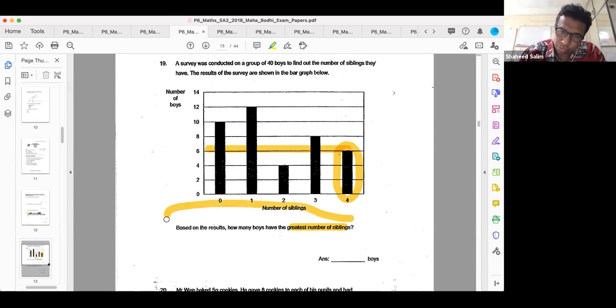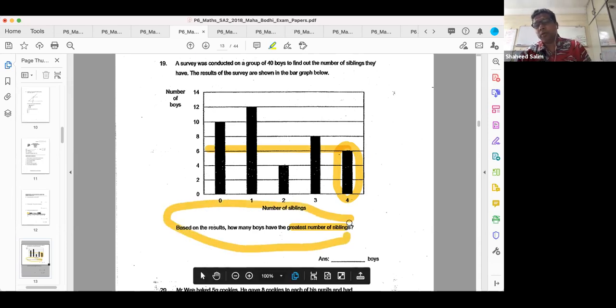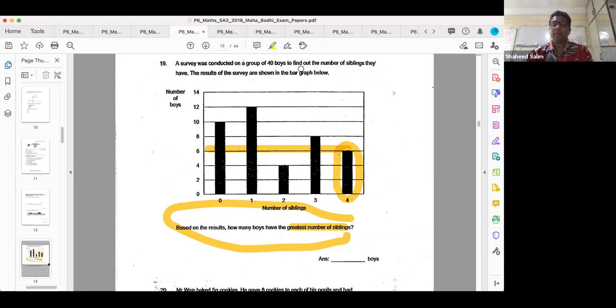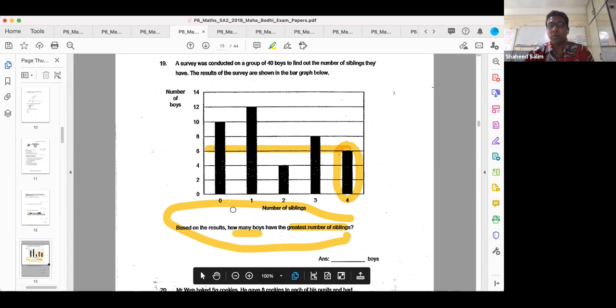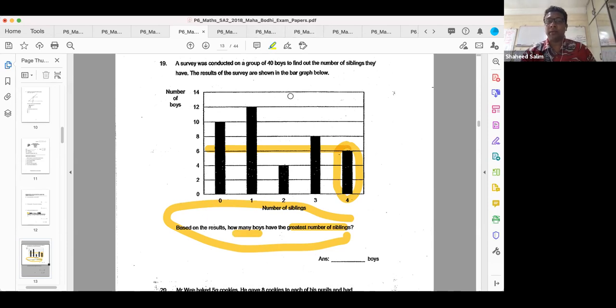The trick is in the language. They're asking you how many of them have the most number of brothers and sisters, siblings. It's 6 of them, but the most number, because they got 4. If you say 36 or 30, where do you get the number of boys? They say how many boys. Oh, 6 boys have the most number of siblings. I hope you get what it is.